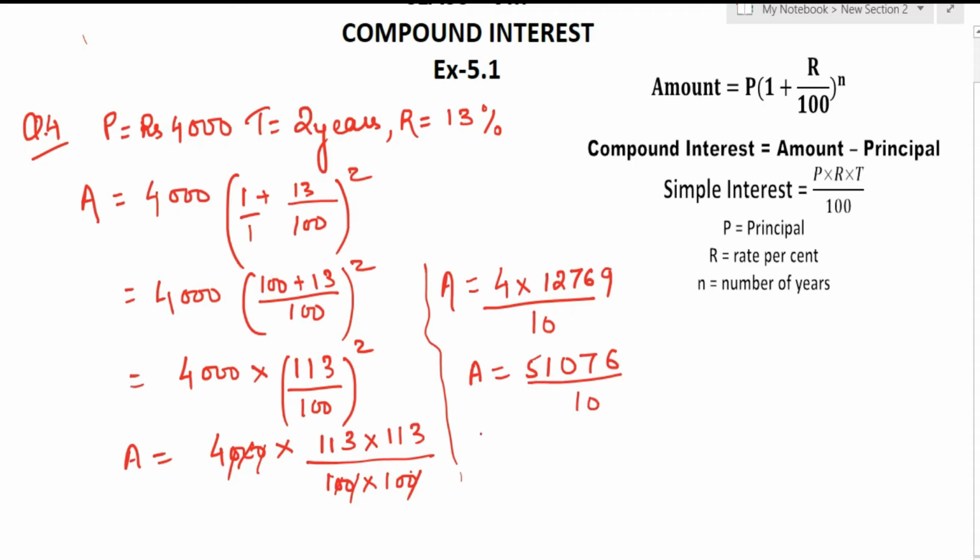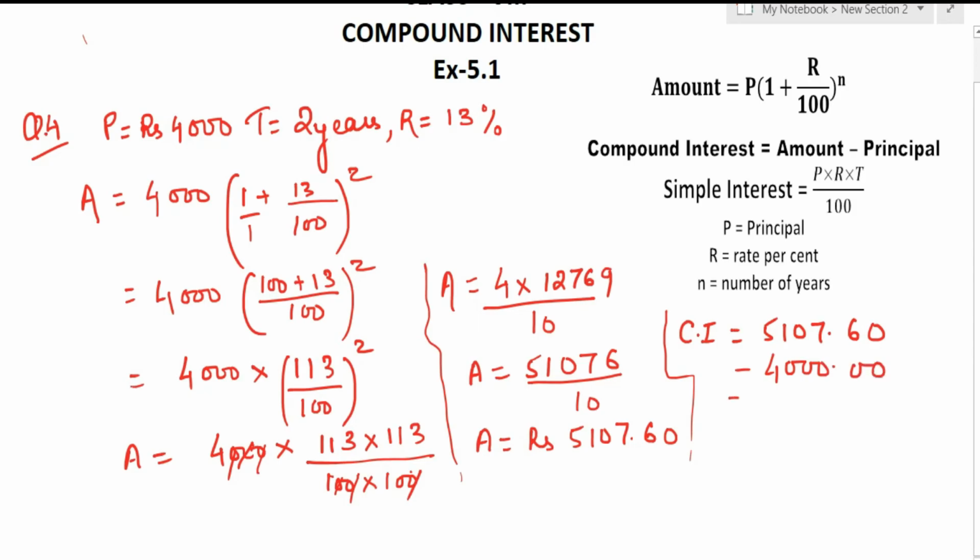Dividing by 10 is an easy part because it will bring one place of decimal, and the answer will become 5107.60 paise. Now next, the question is asking to find out the CI. CI means compound interest. You know that the formula of CI is amount minus principal. So let's do that. This will become 0 rupees, this will become 60 paise, 1107. So the compound interest is 1107 rupees and 60 paise.